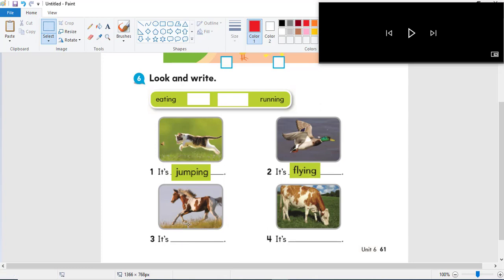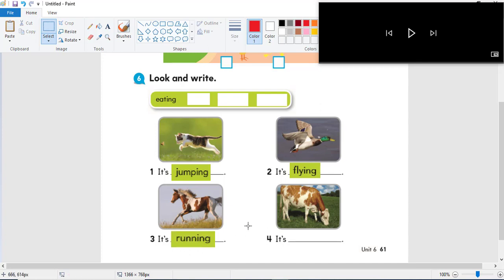What can you see in picture number 3? Yes, correct. I can see a horse. What's the horse doing? Yes, it's running. Correct. The horse is running. It's running. So let's write down running here.